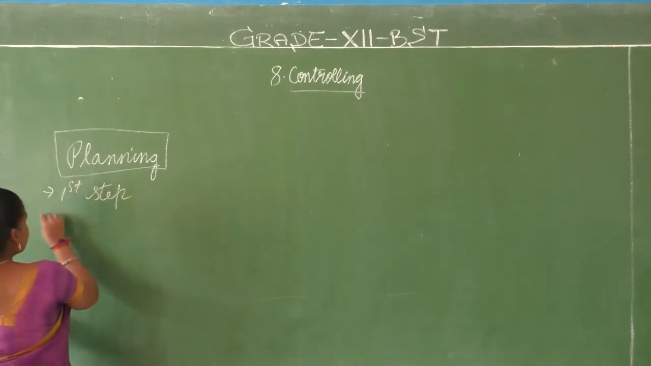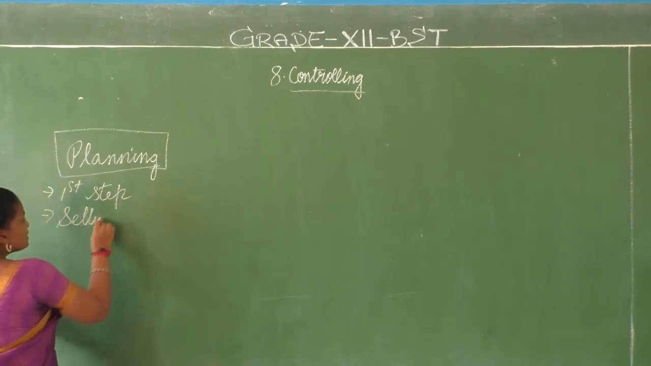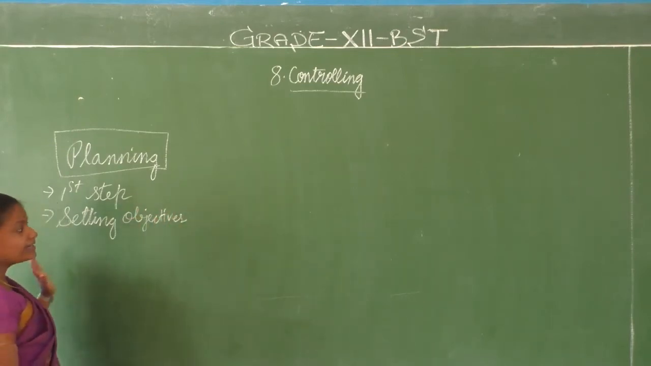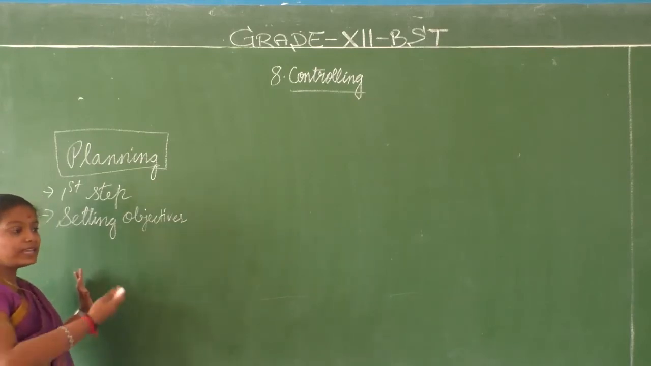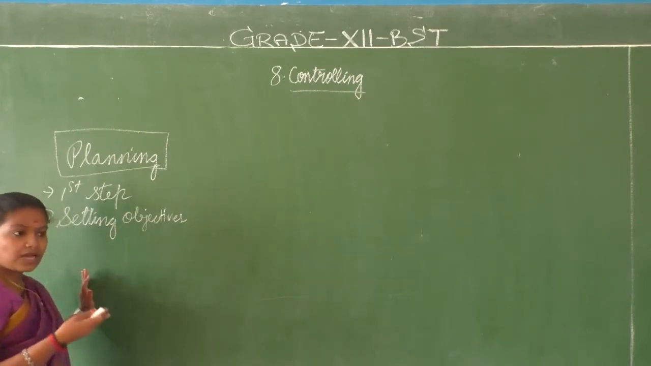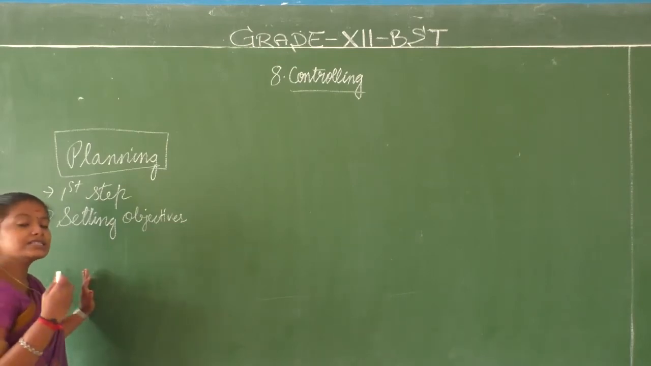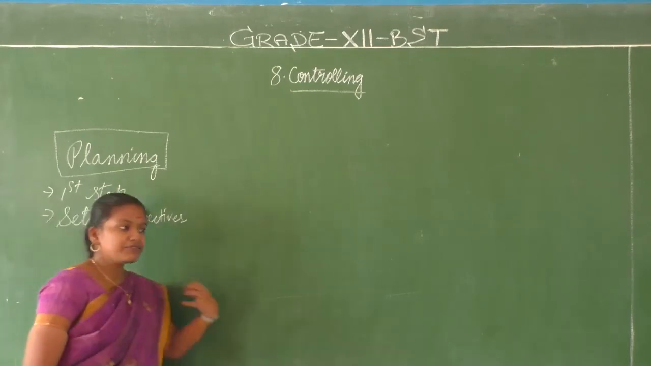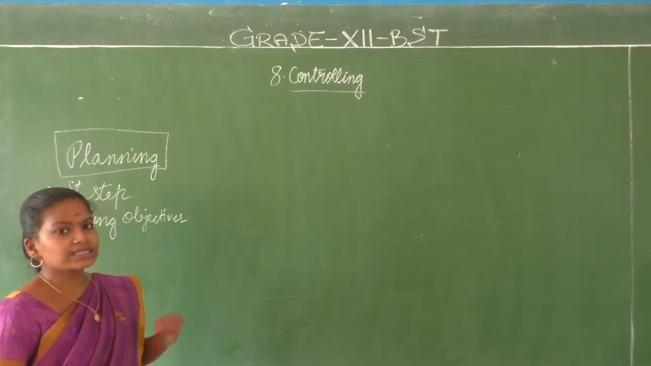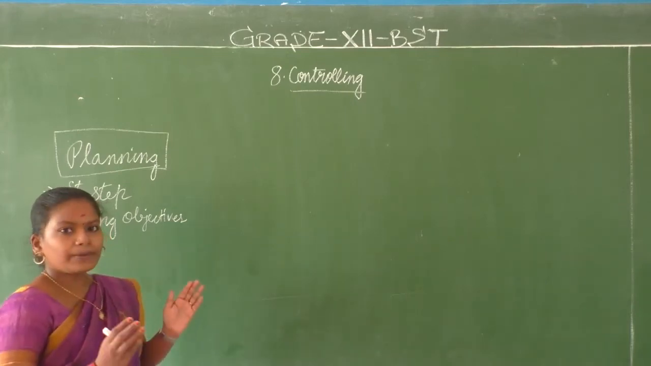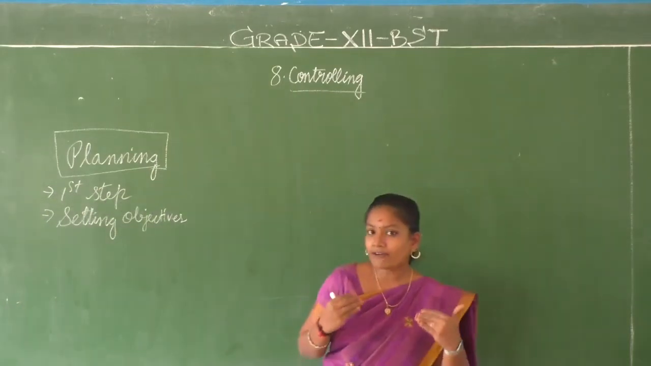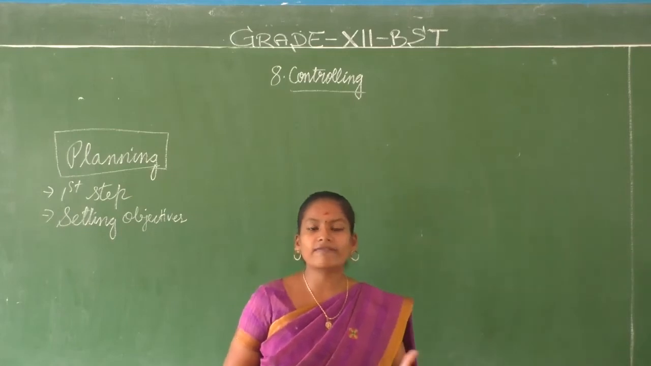What is planning about? It is all about setting objectives. We set objectives that should be attained in a particular period of time. We set some objectives that we want to attain, and setting them is what we call planning. So after setting, what are the next steps? After you set the objectives, you develop the premises.